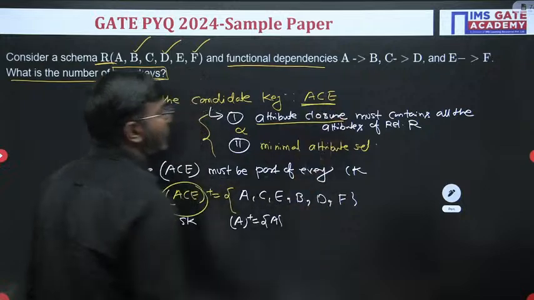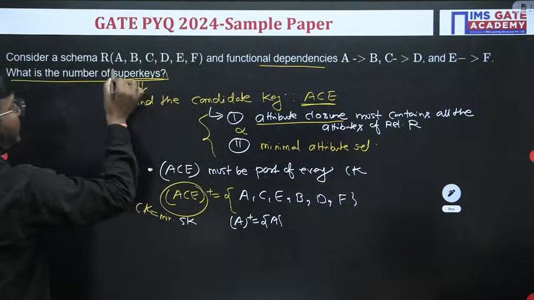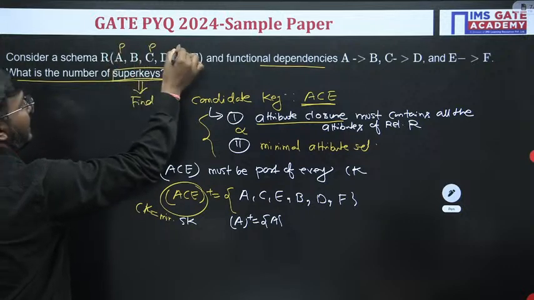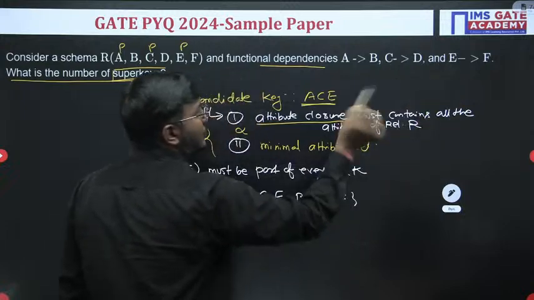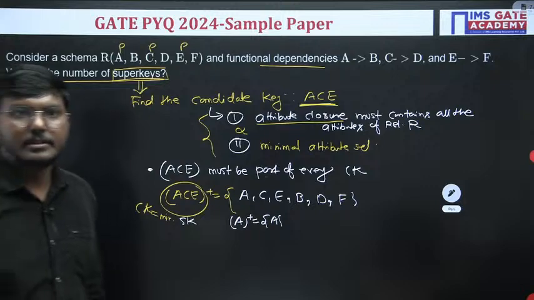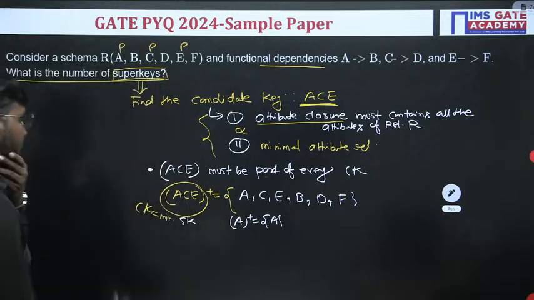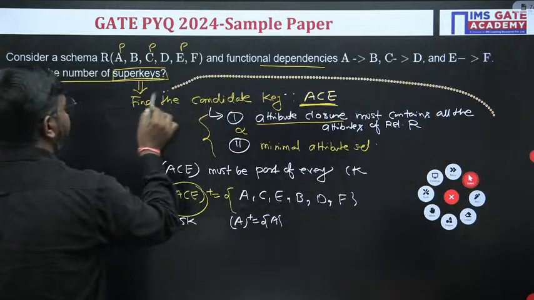Okay, is any more candidate key possible here? For that, I can see now A, C and E are prime attributes. Then I can check, is there any FD having RHS prime attributes? No. It means only one candidate key is possible, that is ACE. Understood? Clear now? Then the next step is how to find the super keys here.